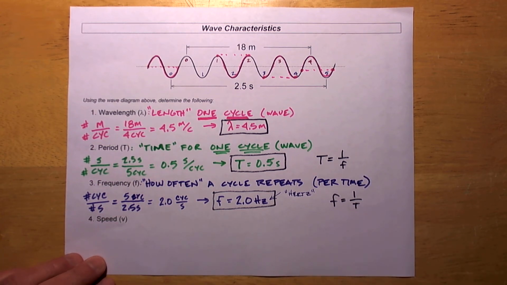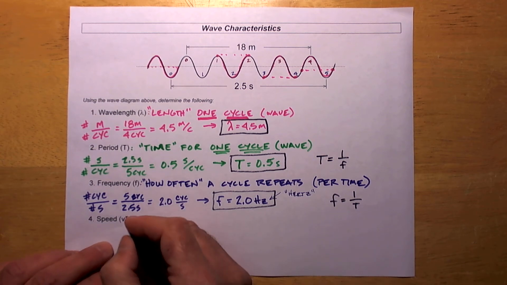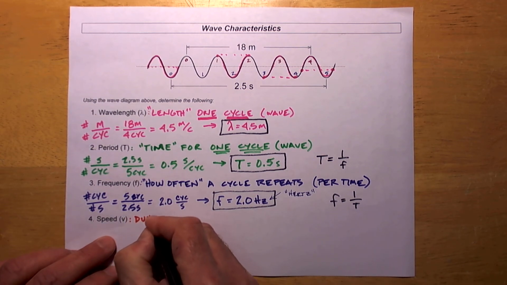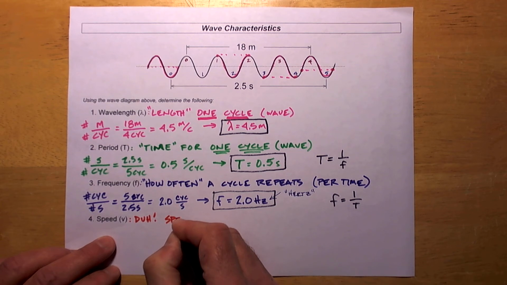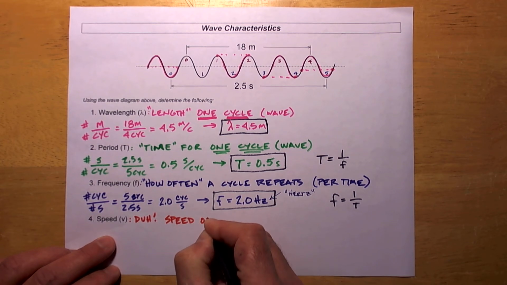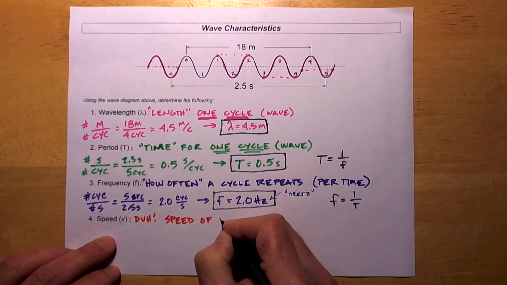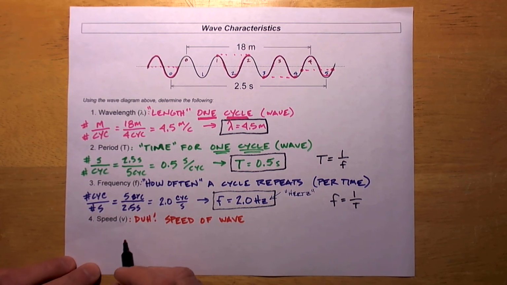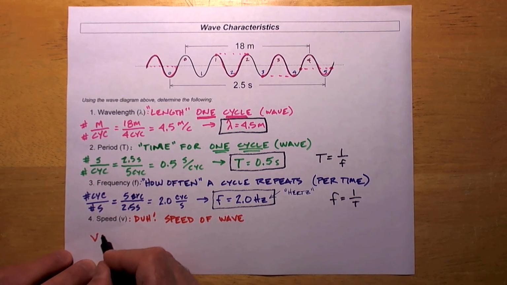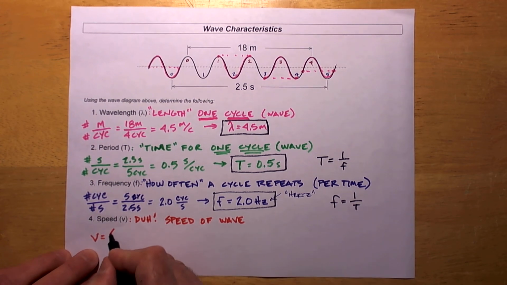So let's talk about speed. Well, what is speed? Speed is the speed of the wave, or the wave speed. Now, we know what speed is. I mean, we know that speed, very simply, is distance over time. So x over t. Okay, that's cool.